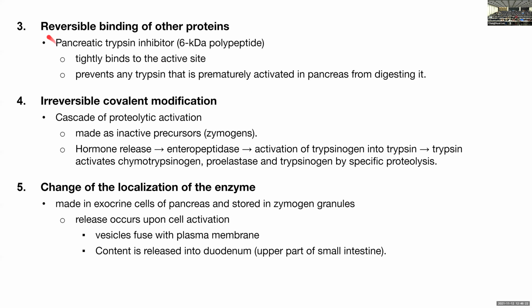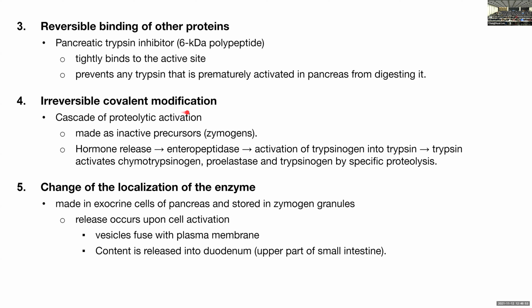And again, here are the third, fourth, and fifth methods to modulate the enzyme's activity. Again, reversible binding of other proteins. Another example is pancreatic trypsin inhibitor here. This inhibitor tightly binds to the active site and prevents trypsin from being prematurely activated. So it has to be activated in the small intestine, not in the pancreas, right? So it's working through this binding of another protein.